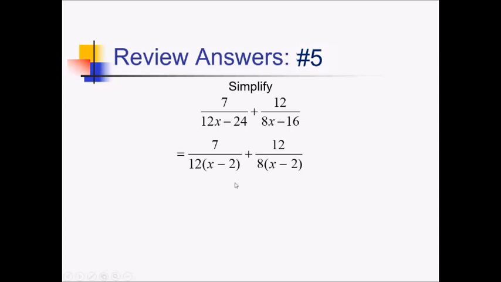For the LCD, that's the smallest thing that both of these go into. I'm going to start with the 12 and the 8, and I'll do the other factors separately. So I'm looking for the smallest number that 12 and 8 both go into. Well, does 8 go into 12? Maybe we already have the LCD. It does not. The next multiple of 12 is 24, and 8 does go into 24. So it looks like 24 is going to be part of our LCD then.